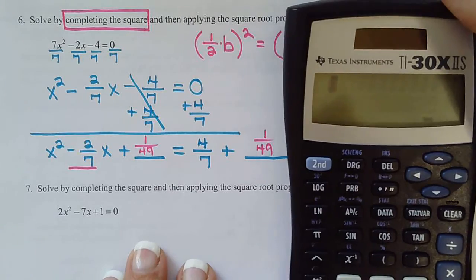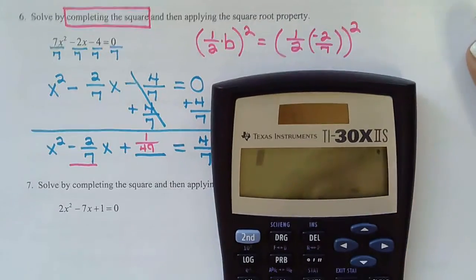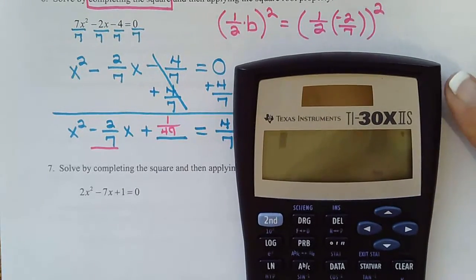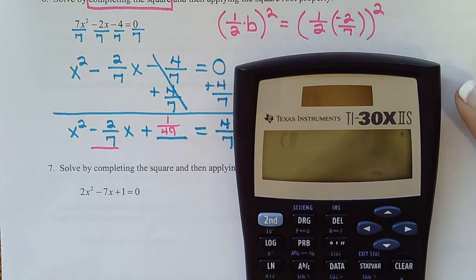So we have, type it just like you see it, parentheses, 1 fraction bar 2, parentheses, -2 fraction bar 7, close the parentheses, close the big parentheses.